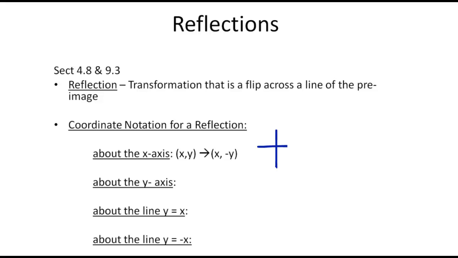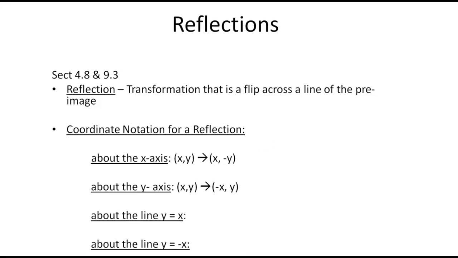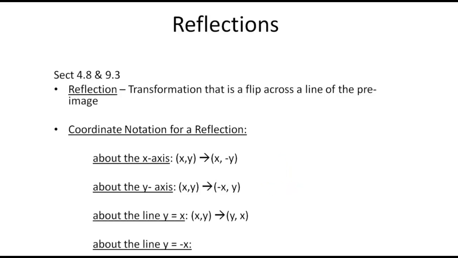Just a real quick little picture. Here's my x-axis. My point was here. It moves down here. I went the same distance of x, but the y changed. Now that negative sign does not mean it has to be a negative number. It means that it changes its sign. A reflection about the y-axis. Here's my y-axis, so if my point's here, it would move over to right there. Notice the y values did not change, but the x changed signs. So on the x-axis, I changed the sign of the y. On the y-axis, I changed the sign of the x. Now what might be new to you is about the line y equals x. Y equals x, if you remember your algebra, is right down the middle.